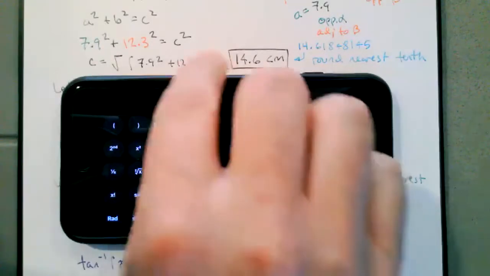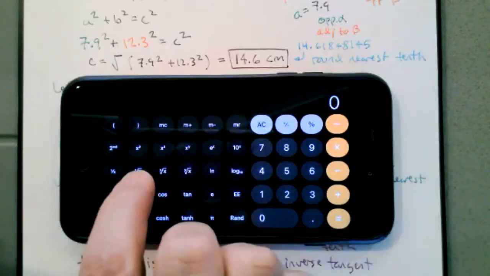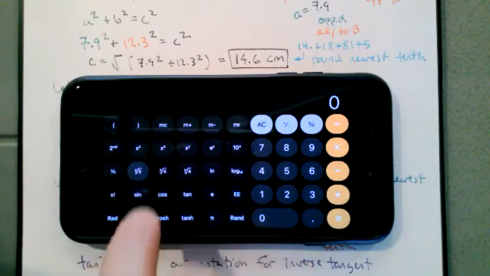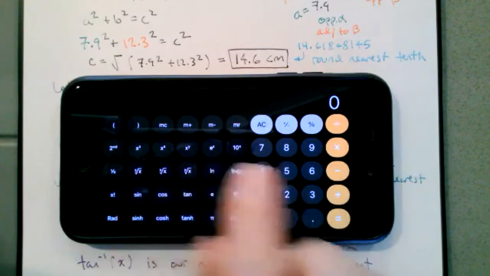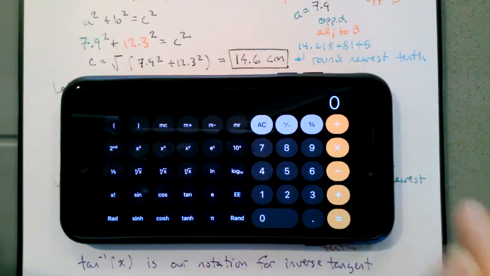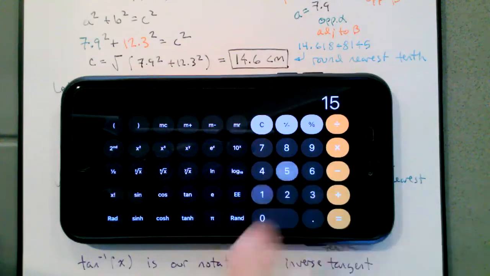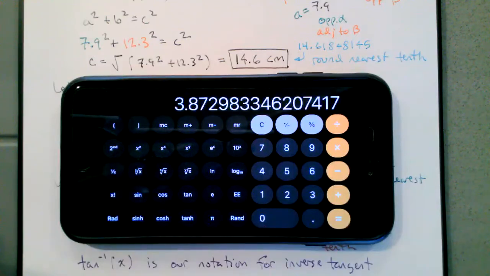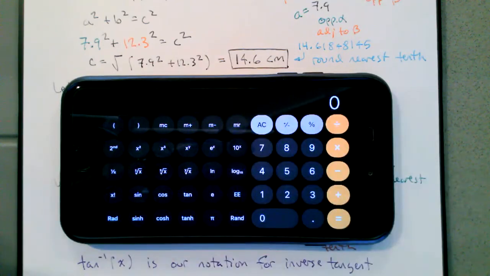So if I want to do this calculation, I can't lead with the square root button, which is right here. The way that button works on your iPhone calculator, or any calculator that just has a button layout like this, is it doesn't open up the command. It just takes the square root of whatever's on the screen. So if there's a 9 on the screen, it says 3. If there's a 15 on the screen, it says 3.87. It just takes the square root of whatever's on the screen. So we have to do that last.